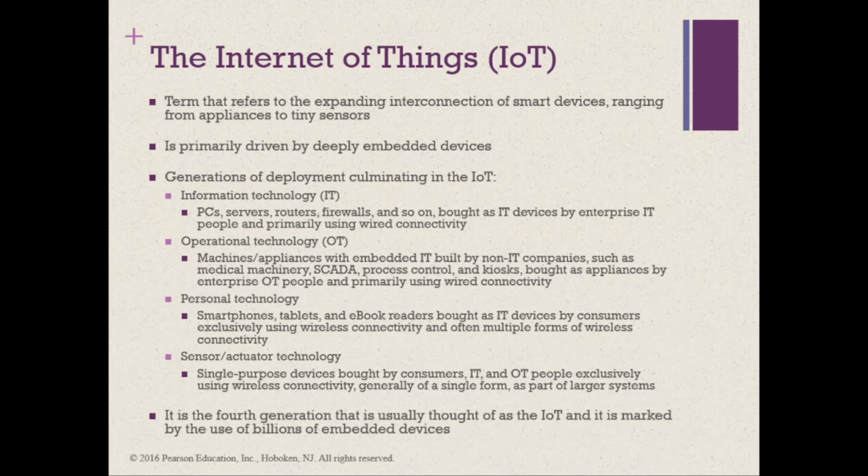And we have personal technology such as smartphones, tablets, and e-book readers bought as IT devices by consumers or employees exclusively using wireless connectivity and often multiple forms of wireless connectivity. And then we have sensor or actuator technology, single purpose devices bought by consumers, IT and OT people exclusively using wireless connectivity, generally of a single form as part of larger systems. It is the fourth generation that is usually thought of as the IoT and is marked by the use of billions of embedded devices.